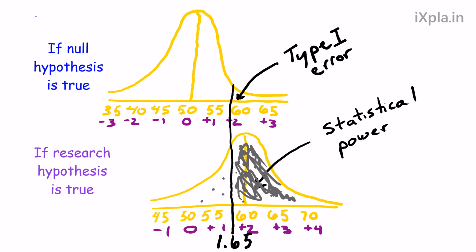The type 1 area always stays the same. It's always 5% of this top curve. It's always set by alpha. If you were to change alpha, you would change the type 1 error rate. But as long as alpha is set at 0.05, the type 1 error rate is always equal to 5%.